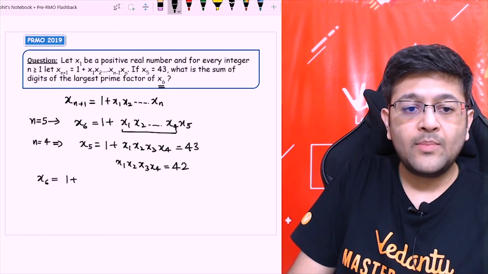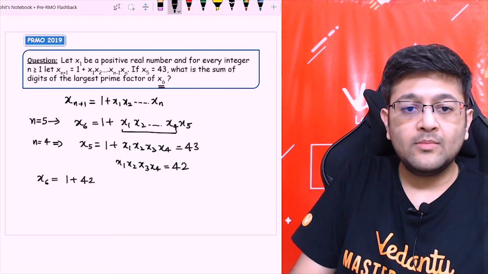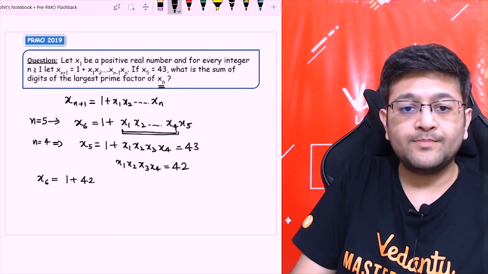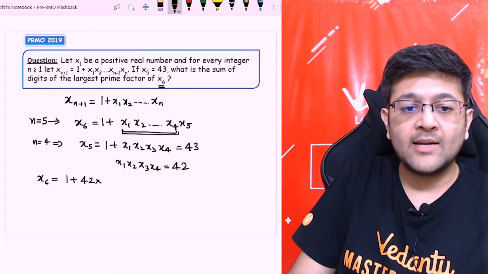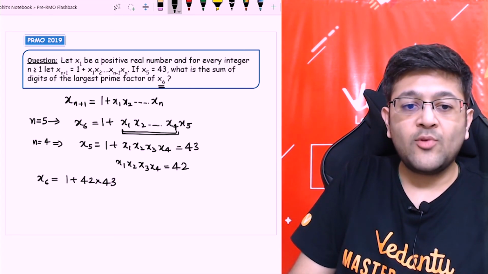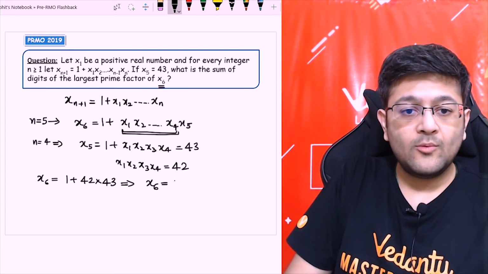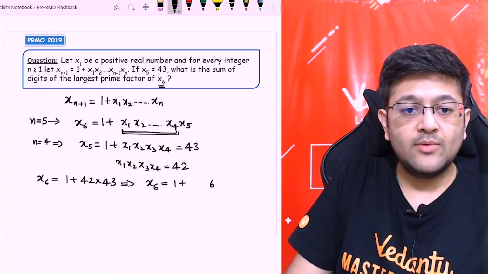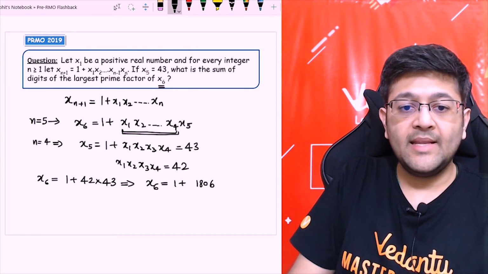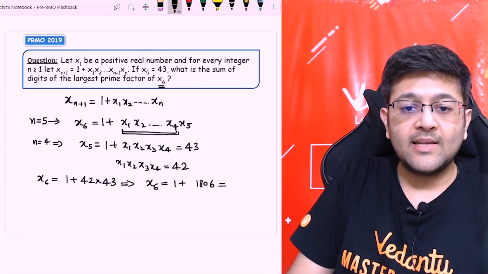This will be 1 plus 42, that is the value of this expression, into x5, that was given as 43, right? So 1 plus 42 into 43. So what will be the value of x6? Let's see. 1 plus 3 into 2 will be 6. I think it will be 1806, and x6 will be finally 1807.